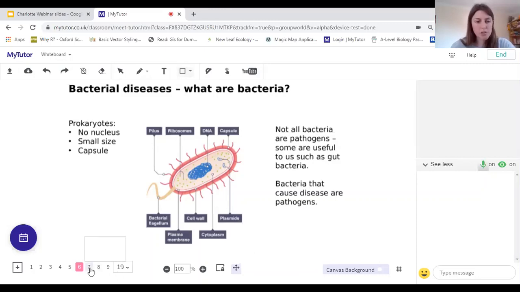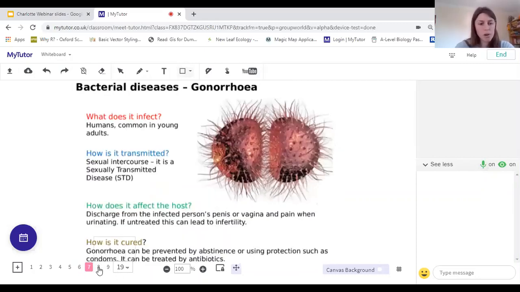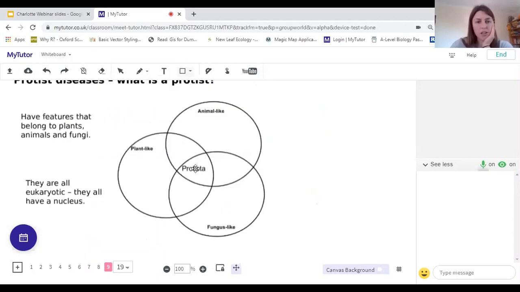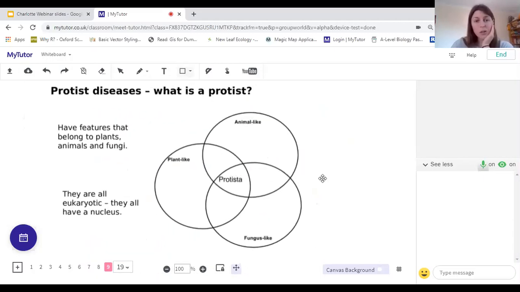Okay, let's move on to protists. What is a protist? This is our 3rd type of pathogen. We've talked about viruses, we've talked about bacteria, now we're going to talk about protists. Most people haven't heard of protists. They are a very strange class of organism.